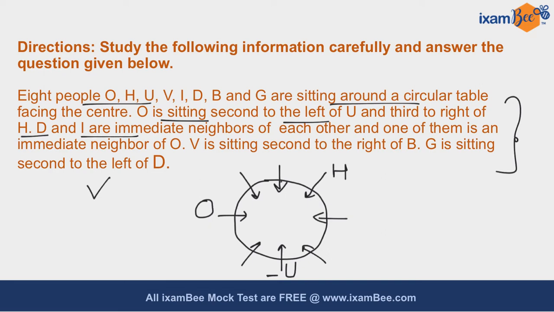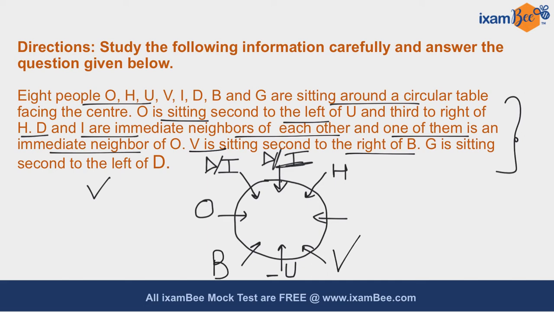Now it is given that D and I are immediate neighbors of each other and one of them is an immediate neighbor of O. So you know that the only possibilities to place D and I are either over here or over here, because we are not sure who is the immediate neighbor of O. Now it is given that V is sitting second to the right of B. So the only possibility for B is over here and you have to place V second to the right of B. Now in the last statement it is given to you that G is sitting second to the left of D. So you have to consider D over here, and in that case you can place G sitting second to the left of D.